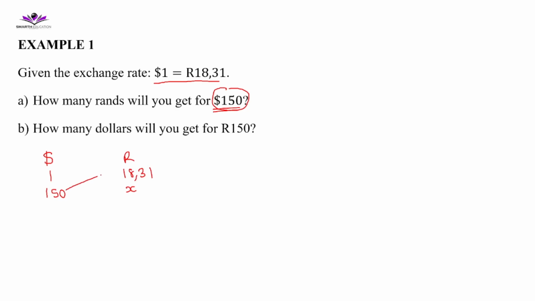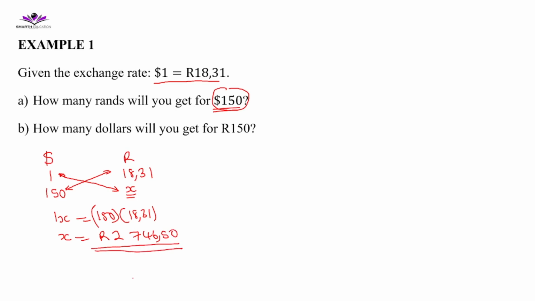And then after that, cross multiply. You multiply 150 times 18,31 and then 1 times X. So it's going to be 1 times X, which is 1X, and then 150 times 18,31. When you're cross multiplying, just ignore the units. Okay, we know we're finding rands here, so it's going to be 150 times 18,31. We get 2,746,50. Know that money is always two decimal places. So that is that. Sometimes it is confusing to know if you are supposed to multiply or divide. So if you use cross multiplication, you will always get it right.